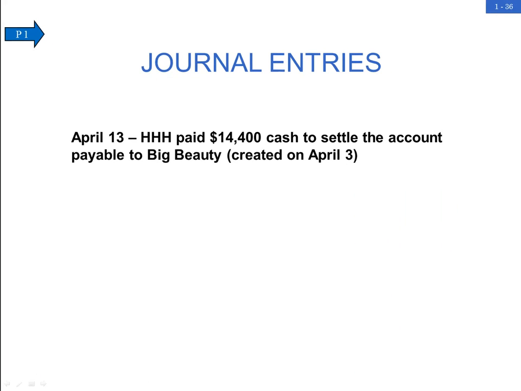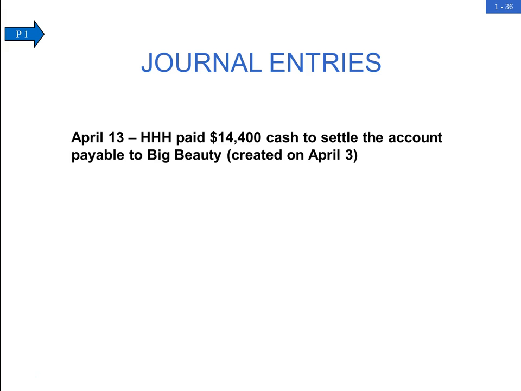April 13th, Harriet the Haircutter paid $14,400 cash to settle an account with Big Beauty. Remember when we bought that equipment and those supplies from her? We owed her that, right? We had an account payable that we had credited at that time, a liability.